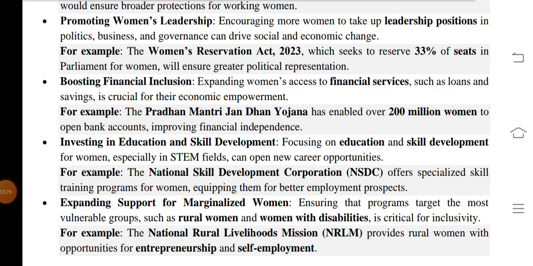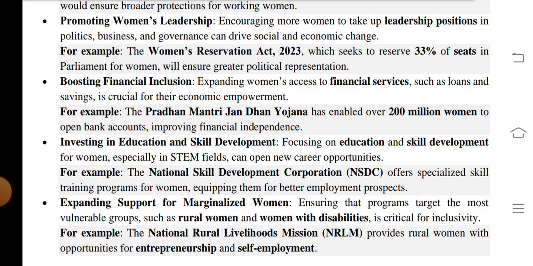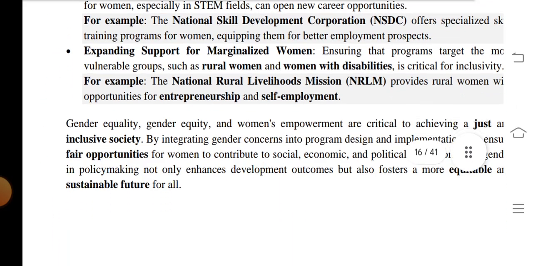Better employment prospects. Expanding support for marginalized women: ensuring that programs target the most vulnerable groups, such as rural women and women with disabilities, is critical for inclusivity. For example, the National Rural Livelihood Mission, NRLM, provides rural women with opportunities for entrepreneurship and self-employment.